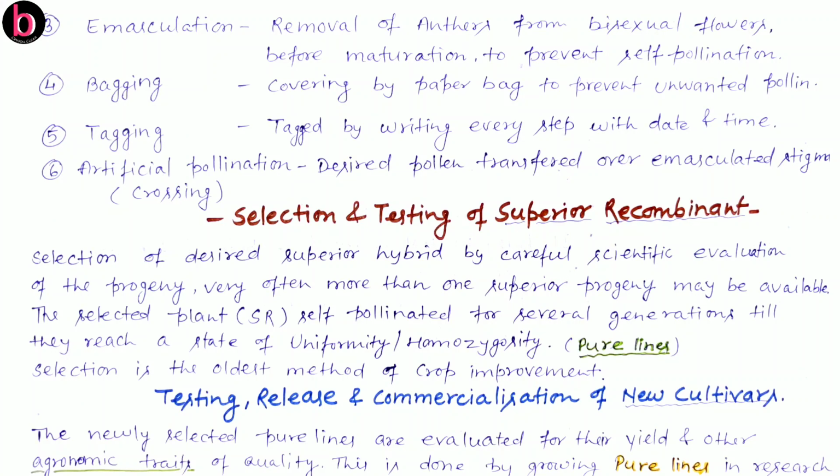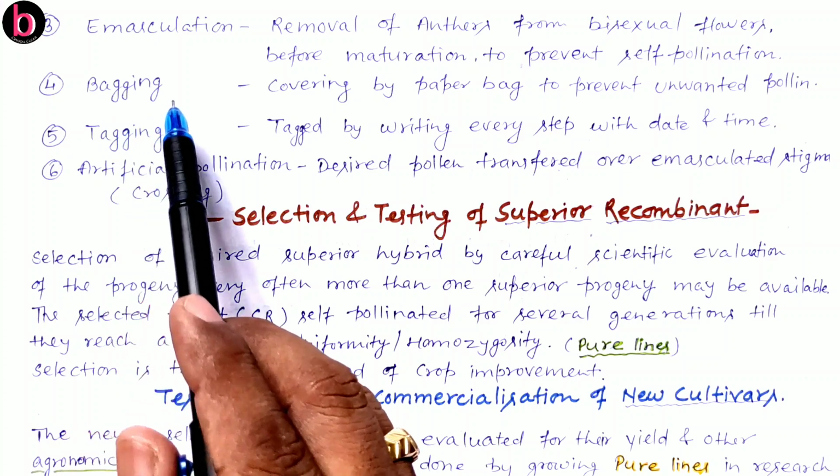To stop this, why do we have to stop this? Because we have to transfer the desired pollen grain onto the stigma with desired characteristics. So self pollination is not needed at that time. We are actually discussing artificial pollination, where the desired pollen is transferred over the desired stigma. The fourth step is bagging.